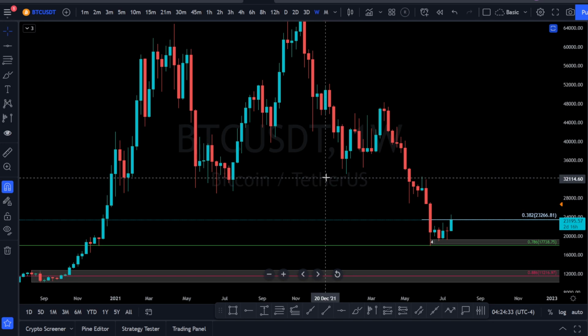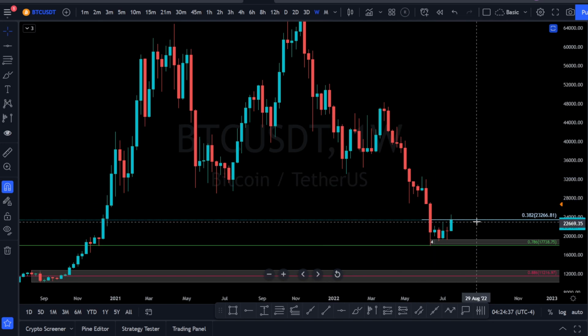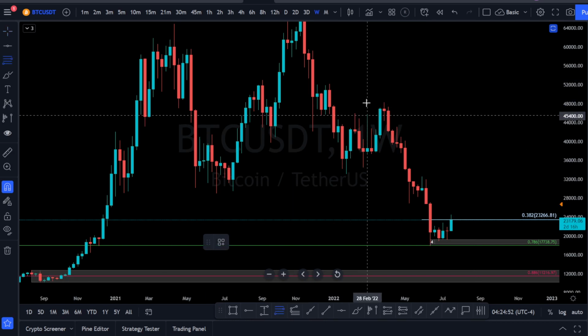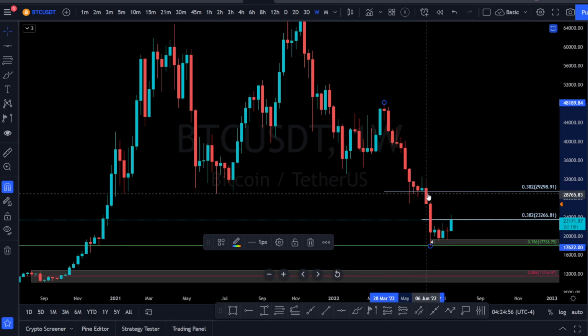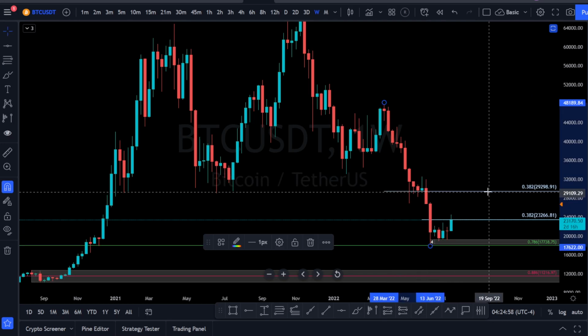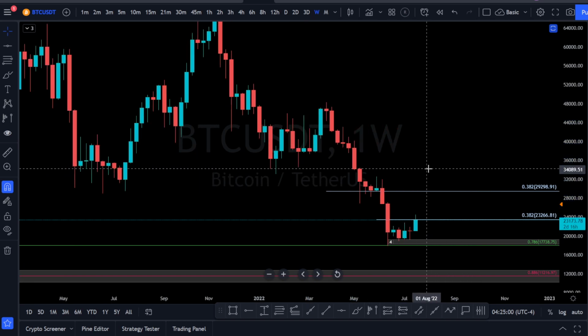Let's get right into the charts and take a look and see what Bitcoin's doing. So, currently we hit the 382 fib level like I was looking for it to happen in my last video. And now let's take a look and see some possible targets if we continue upward and what's going on from here. I'm going to pull the fibs here for the next 382, which is going to give us about 29,300.